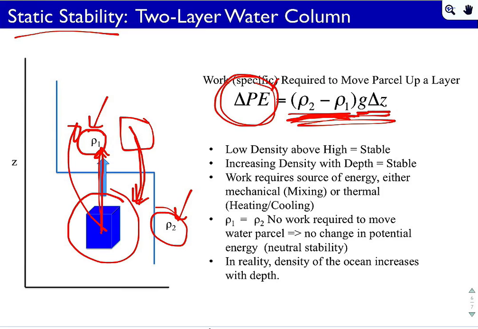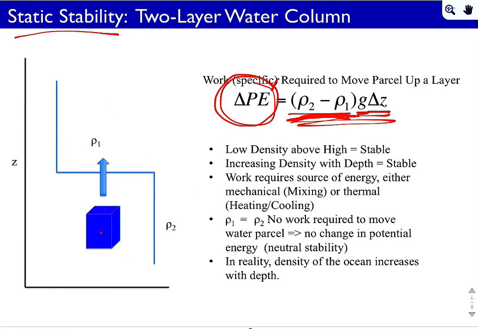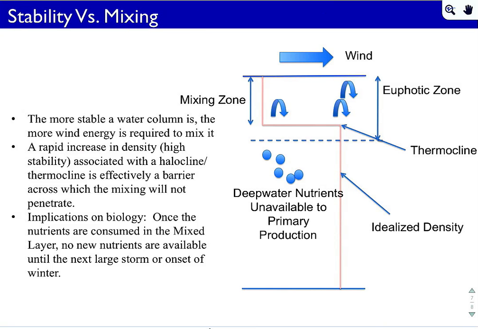So the key thing is that it takes work to exchange parcels. And exchanging parcels is the same as mixing. If I wanted this whole region to be of the same density, which is equal to half rho 1 plus rho 2, I'd have to get a lot of these parcels up here and a lot of these parcels down here. To do that takes energy. Where does that energy come from? It comes from the wind. The wind is where that energy comes from.